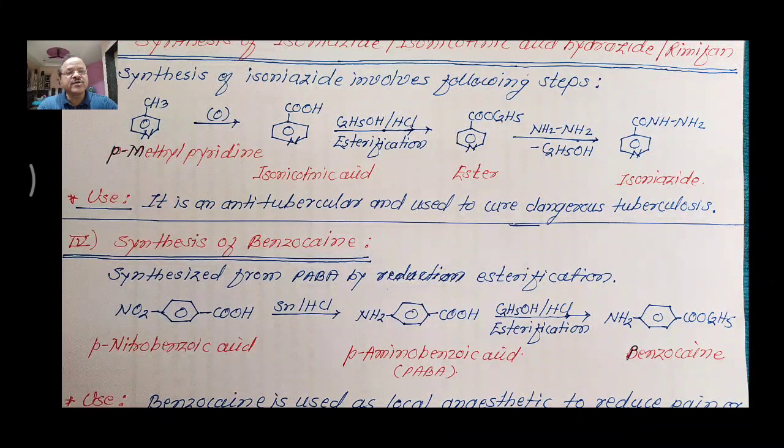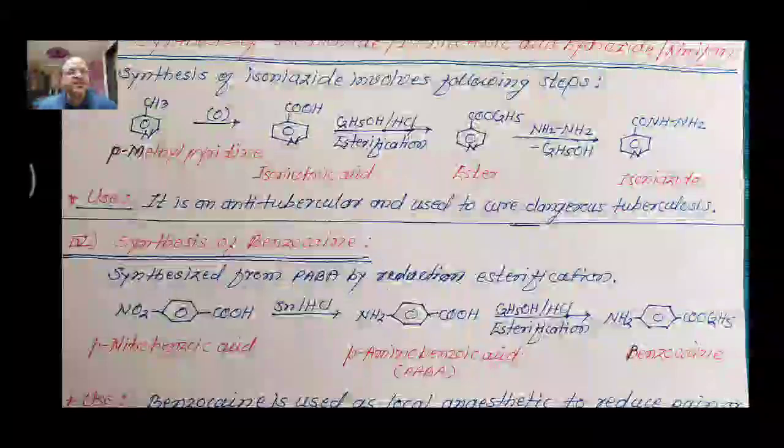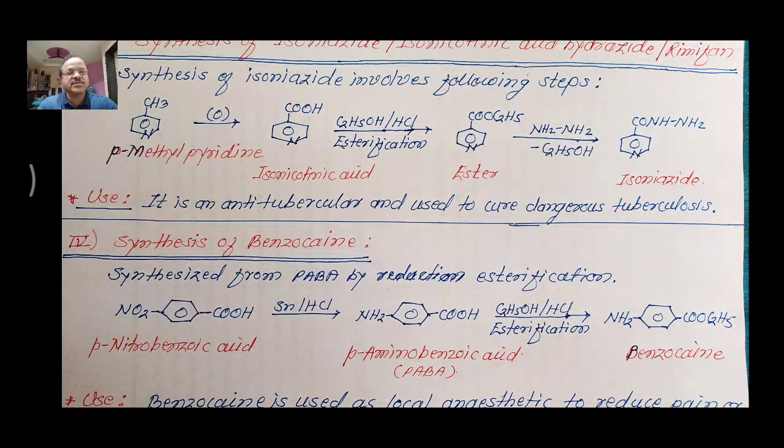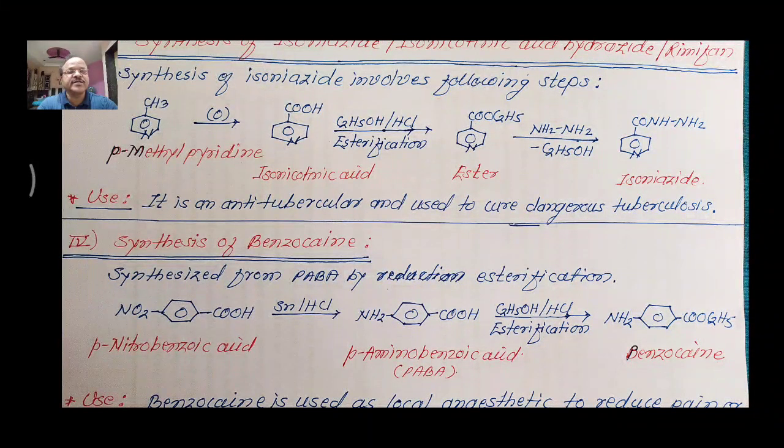Now what is the use of this isoniazide? It is an anti-tubercular drug and used to cure dangerous tuberculosis. So this is the synthesis and uses of isoniazide.